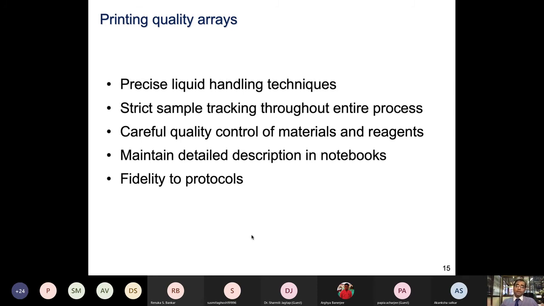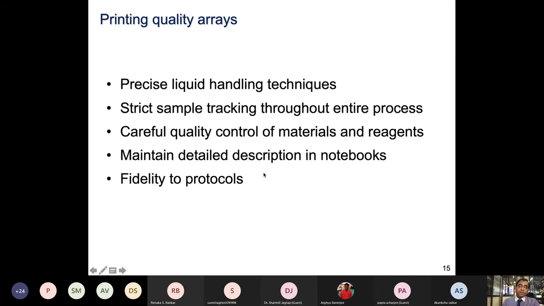So this entire process of making the arrays and performing array-based experiments requires a lot of automation and robotic power, as well as liquid handlers. Strict sample tracking has to be done throughout, because you are talking about thousands of proteins or DNA to be printed, and then screening hundreds of samples. So a lot of barcode-based systems should be in place, so that you can easily access the plates, and you cannot mess up the labeling. So careful quality control of materials is required.